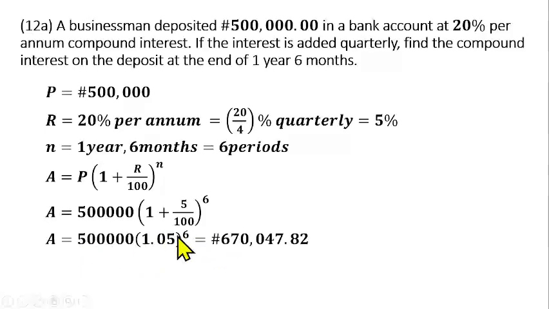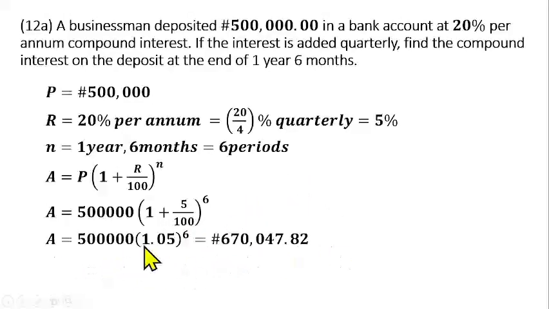The calculator will help you to simplify this. This 1.05 raised to power 6, whatever you get, multiplied by 500,000, should give us 670,047 naira 82 kobo. So this is the amount that was yielded after saving this money in the bank with compound interest.